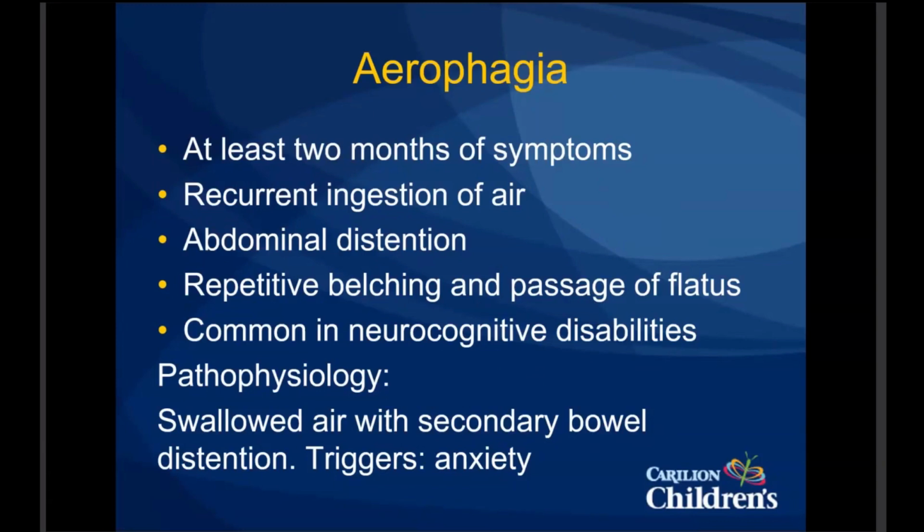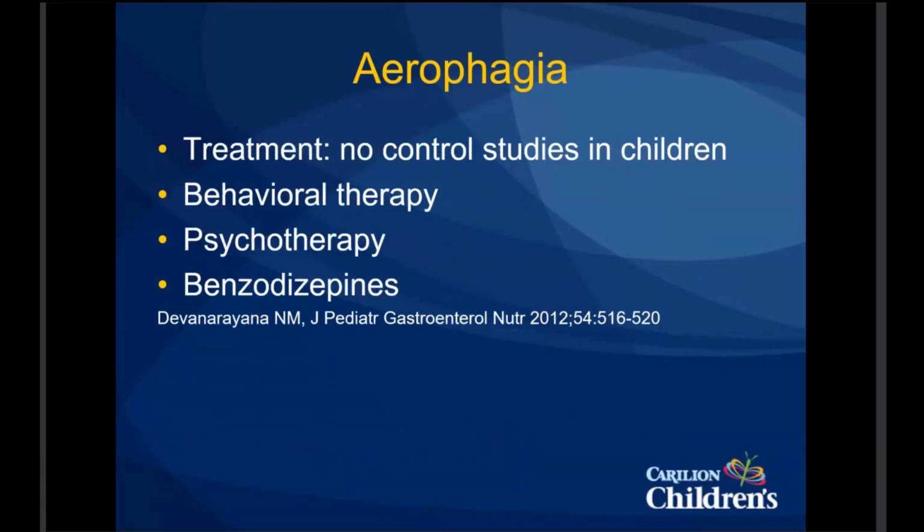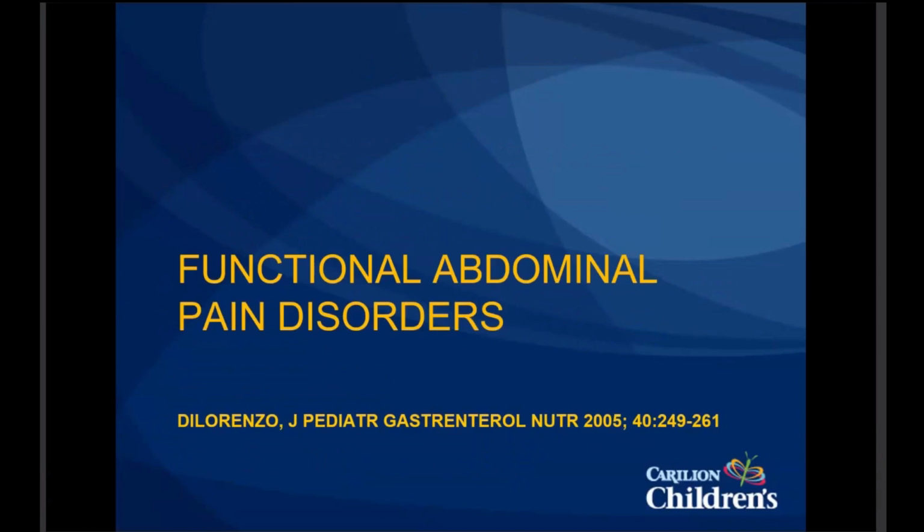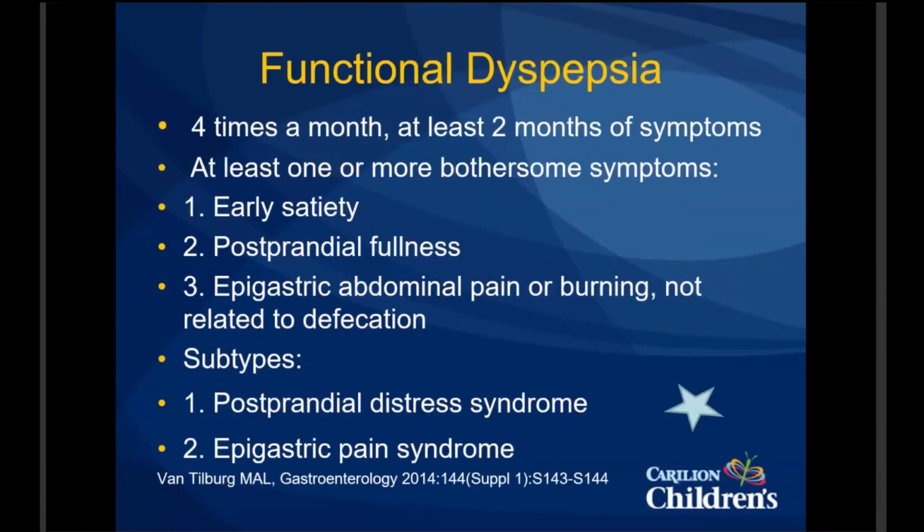Let's talk about abdominal pain disorders, and this is functional dyspepsia as the first one. This particular patient will have problems with abdominal pain 4 times a month, for at least 2 months, and they need at least 1 or more of these other bothersome symptoms: early satiety, postprandial fullness, or epigastric pain. So functional dyspepsia is categorized by 2 main groups: the postprandial distress syndrome, which is the early satiety and postprandial fullness, and then the epigastric pain. And when you're talking about epigastric pain, it's a burning type of pain.